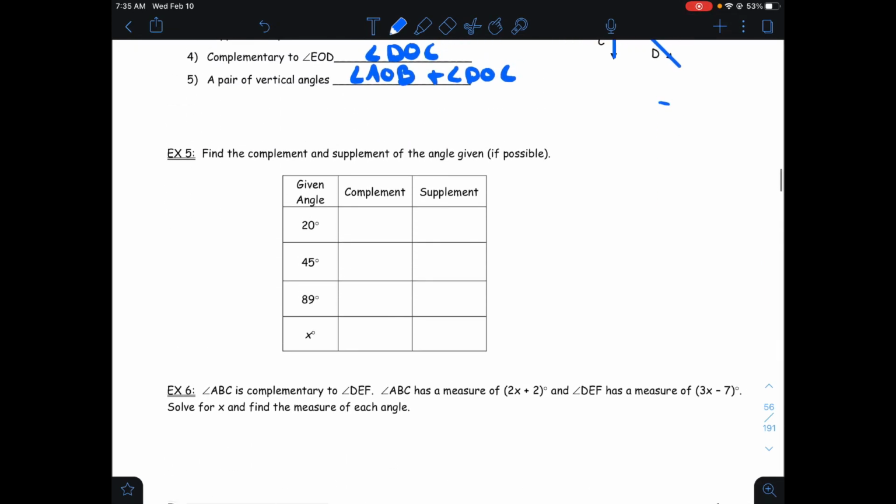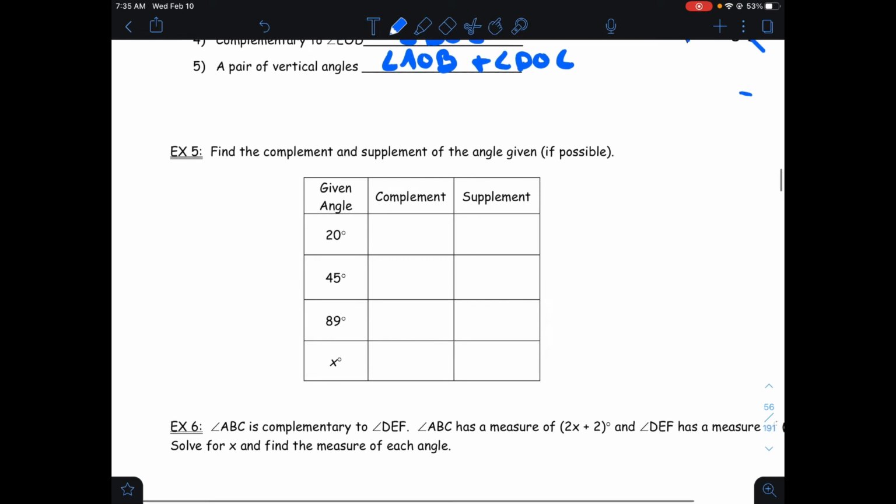All right, we're getting there, guys. You're doing a good job. So for example 5, it says find the complement and supplement of the given angle if possible. So to find the complement, you would simply do 90 minus your given angle.